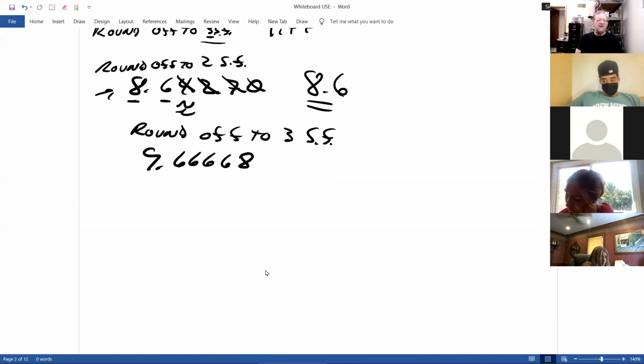And why don't you try this one? Round that off to 3 significant figures.